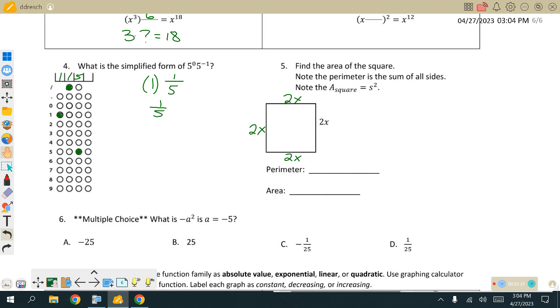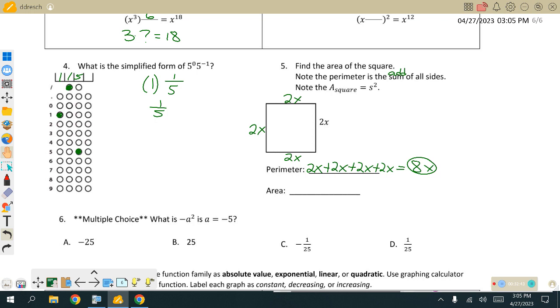For the perimeter, it's the sum. Sum is addition. We have 4 sides that are 2x. What is 2x plus 2x plus 2x plus 2x? What's 4 of those together? 8x. That is correct. That's it.